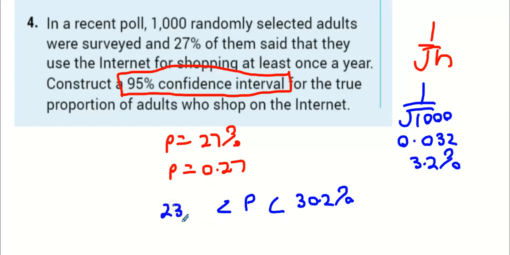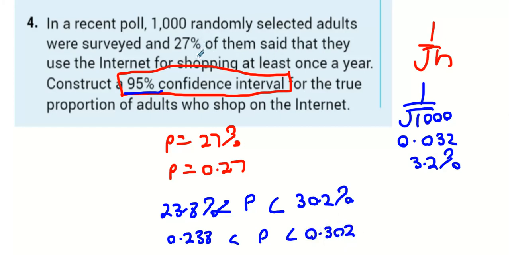And if you want to do it in decimal mode, what we're basically saying is we're 95% sure that our answer, of the adults that were surveyed, is somewhere between 23.8% and 30.2%. We're 95% confident that our answer is somewhere in there. It might not be 27 exactly, but somewhere in that range.